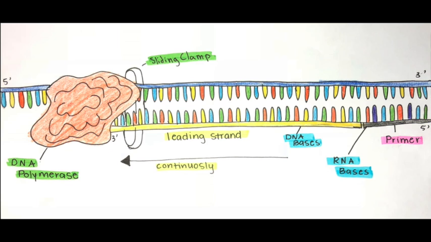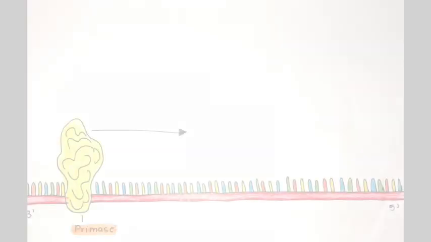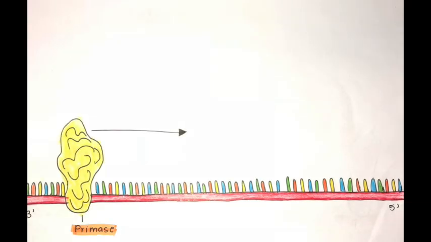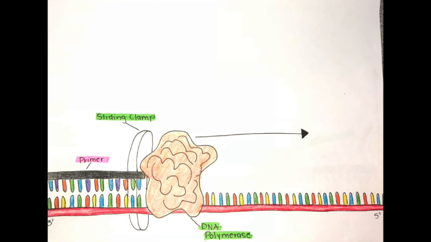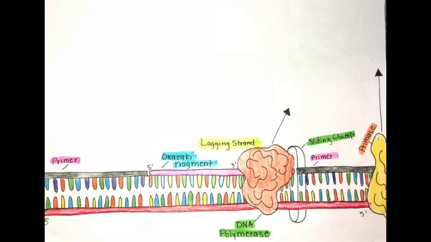One of the new strands of DNA, the leading strand, is made continuously. The DNA polymerase adds bases one by one in the 5' to the 3' direction. The other strand, the lagging strand, cannot be made in this continuous way because it runs in the opposite direction. The DNA polymerase can therefore only make this strand in a series of small chunks called Okazaki fragments.